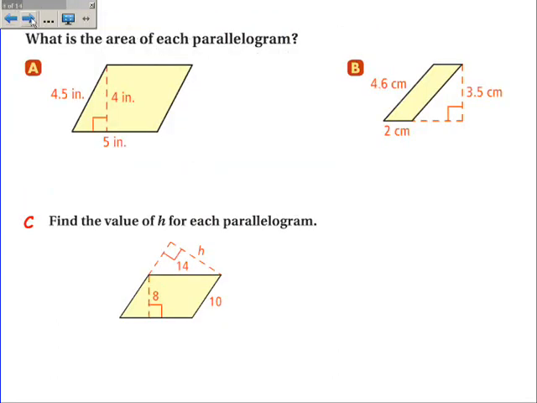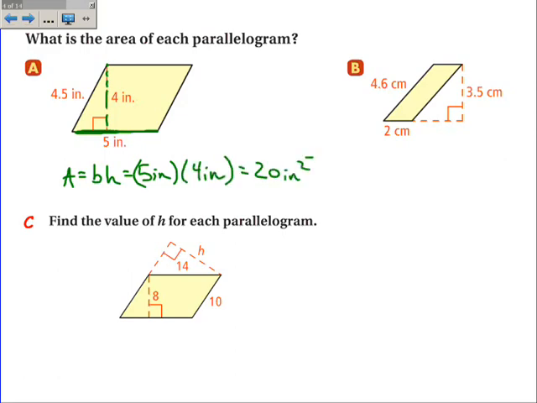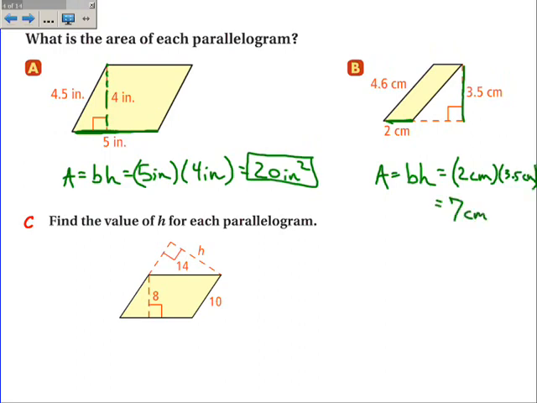Okay, so to find the area of some parallelograms, for example, in A, the base is 5, and the height is perpendicular to the base, so it's going to be the 4. Okay, so the area of this is the base times the height, or 5 inches times 4 inches, and we get 20 inches squared, or 20 square inches. Okay, B, the area is again the base times the height. The base would be 2 centimeters, and the height is perpendicular to that base of 3.5 centimeters. And so we get 7 centimeters squared.